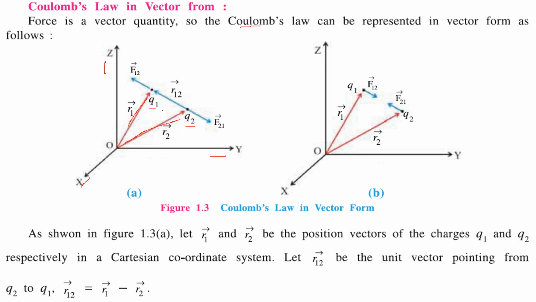And we say this r12 is a unit vector which is pointing from q2 to q1. Now you have to remember this, we are going to use all of these. So q2 to q1 is r12. This is r1. This is r2.